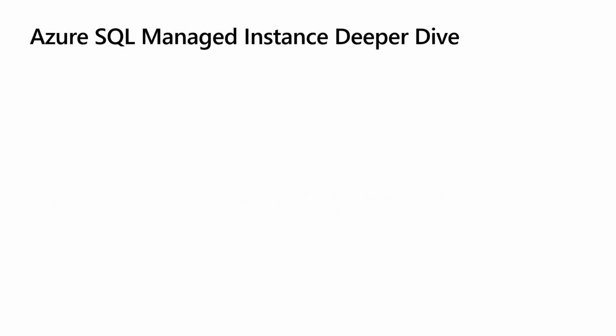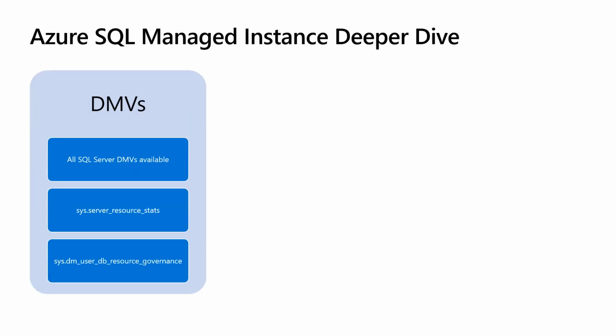So for managed instance, all your DMVs are available, or there are going to be a couple of new DMVs you might want to look at. One's called Server Resource Stats, which is going to give you more resource usage for CPU, IO, and especially log IO across your managed instance. In addition, you may want to know at a programming level, what choices did I make? How many vCores did I pick? What are my limits? Like what's my log rate limit?